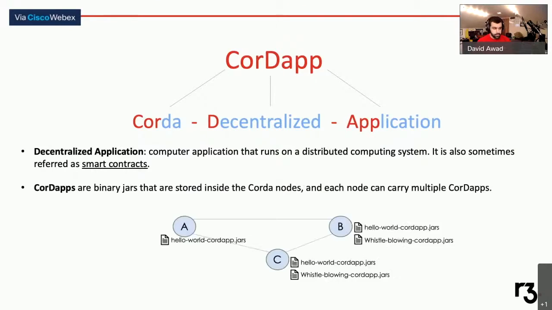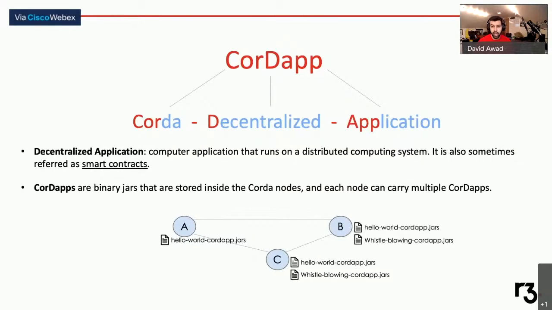CorDapps are literal binary jars that are stored inside of Corda nodes. Any node can carry multiple CorDapps, and those CorDapps that you write are what enable particular features on those Corda nodes.